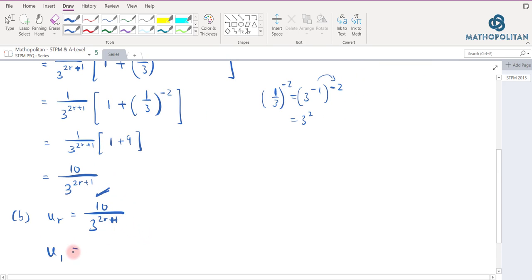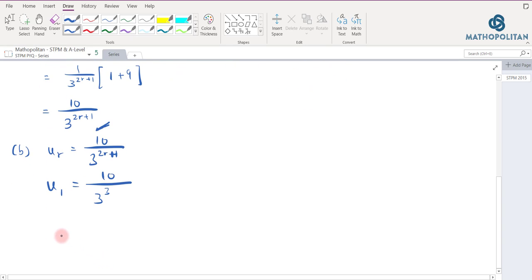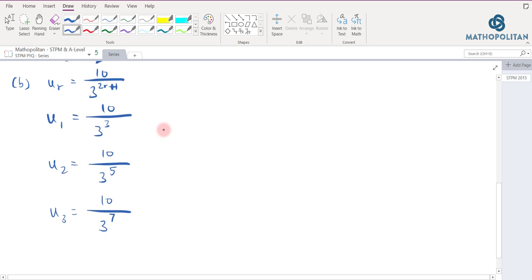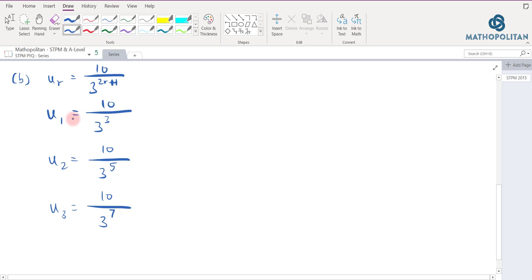So u1 will be 10 over 3 to the power of 2 times 1 plus 1, which is 3. Then u2 will be 10 over 3 to the power of 2 times 2, 4 plus 1, which is 5. If you continue, u3 will be 10 over 3 to the power of 7, and so on. You can see that the series here is a GP, a geometric progression, where this is the first term, which I can write as a equals 10 over 27.